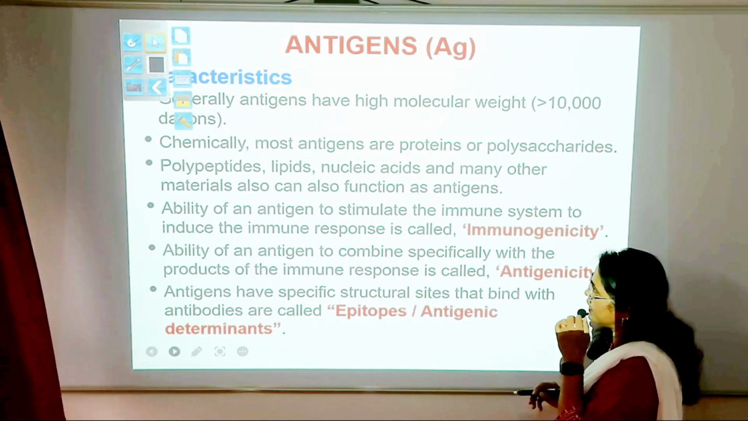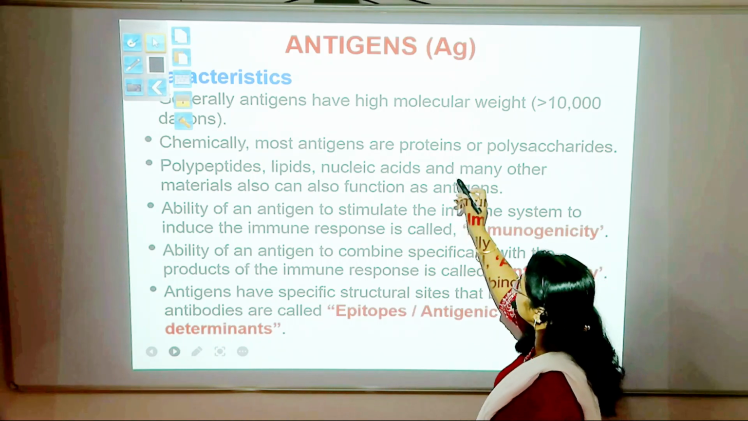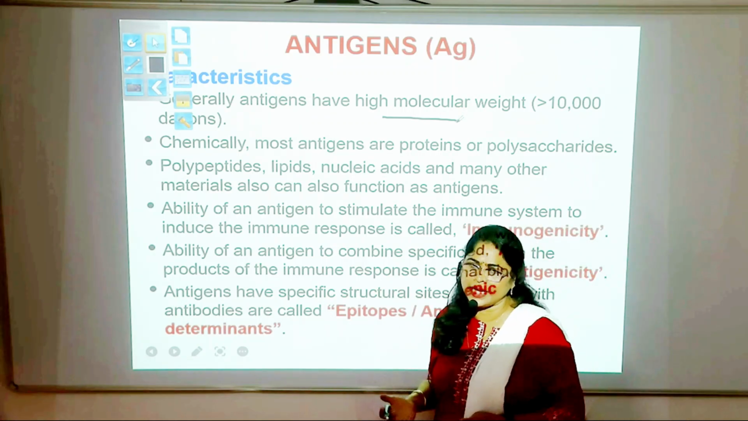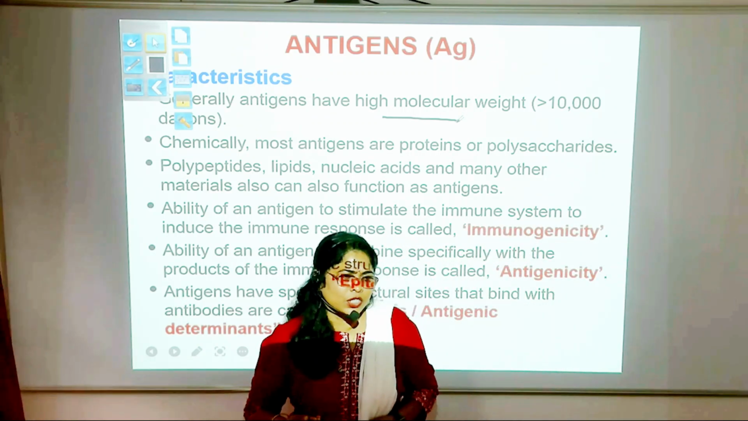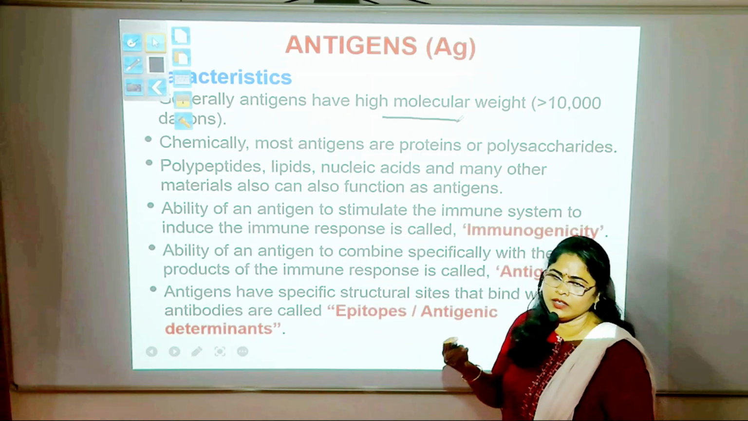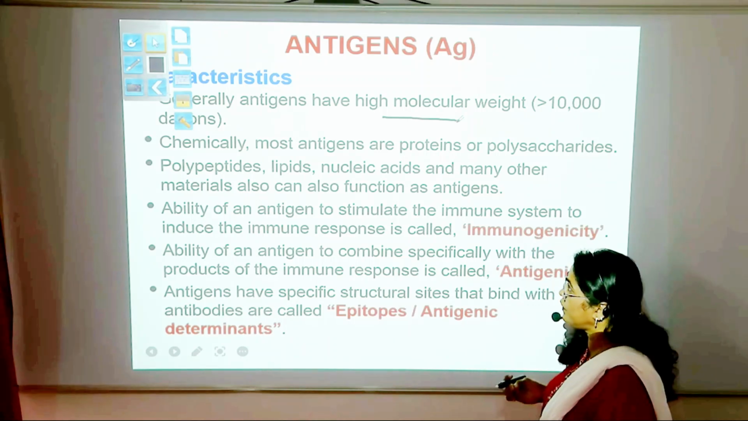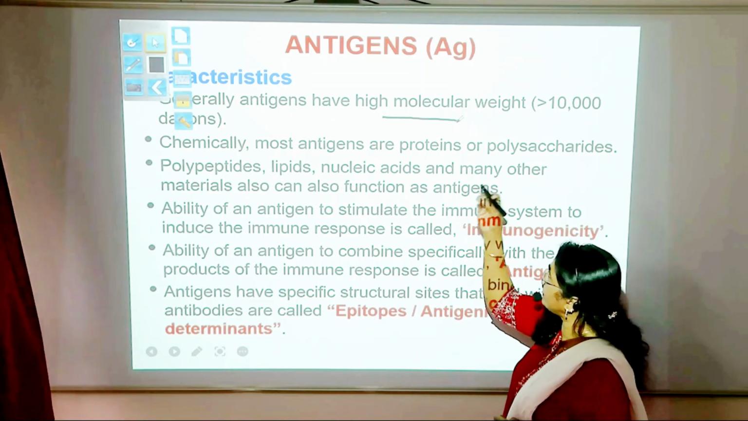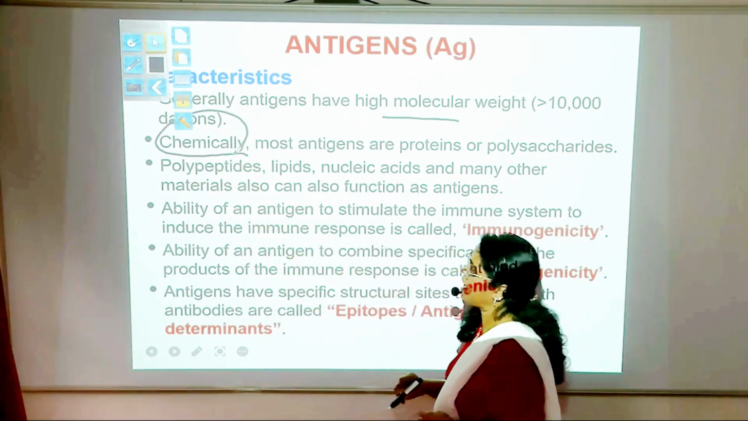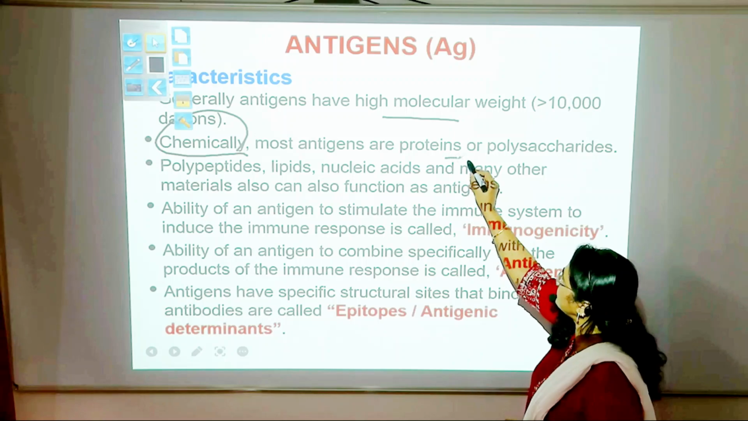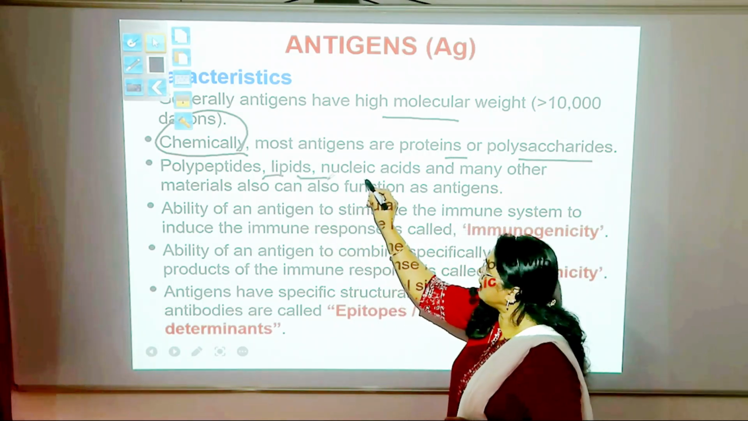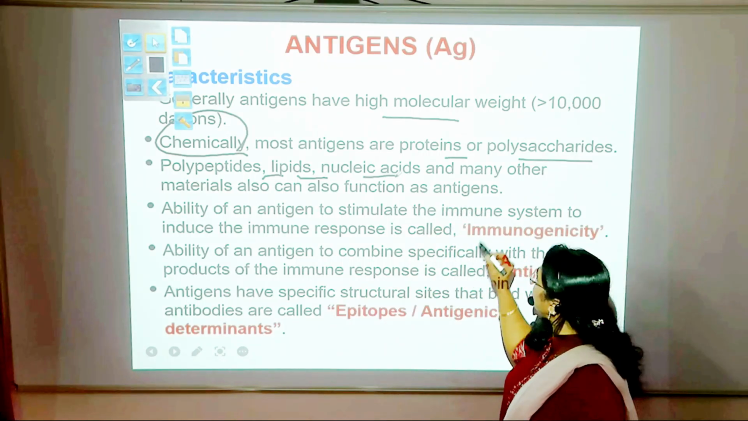Now these are certain general characteristics of an antigen. An antigen should have molecular size more than 10,000, because molecules which are less than 10,000 can bind with an antibody but cannot evoke an immune response. So generally the antigen should have high molecular weight. Secondly, chemically, antigens are proteins, polysaccharides, that is polypeptides, lipids, nucleic acids, and many other materials.